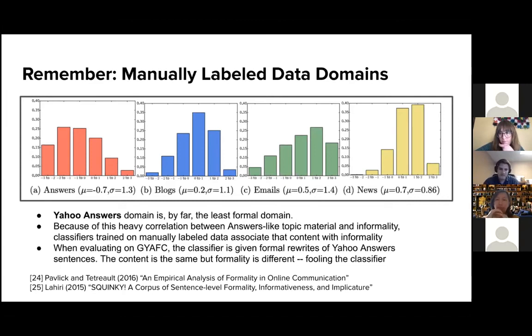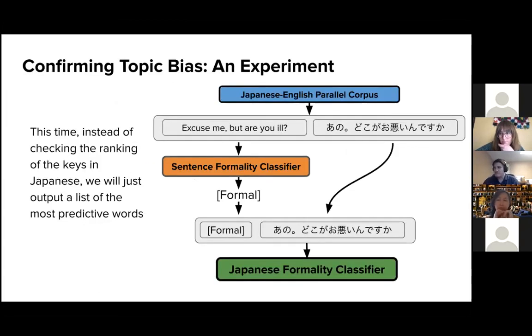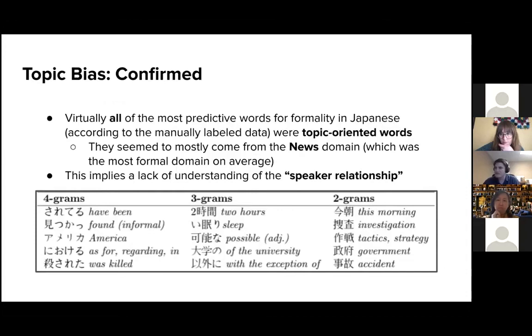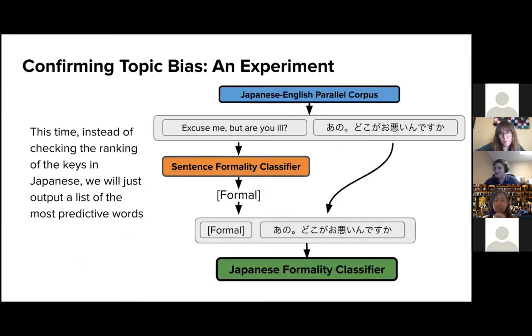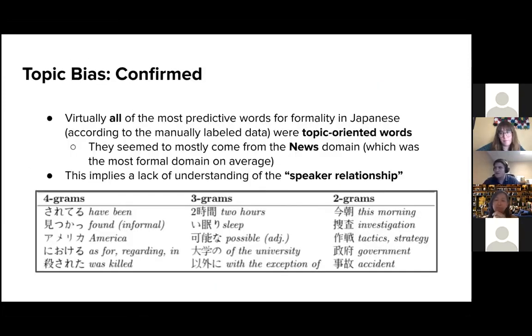It says it's informal. To confirm this, we used the same experiment that we did to get the keys to see what would be the most predictive words for formality in English. It turns out the most predictive words for formality in English, according to the manually labeled data, are America, of the, university, investigation, government. All of these are from the news domain, and as we see, the news domain is by far the most formal. This pretty much confirmed our suspicion that there was a pretty big topic bias in the manually labeled data.